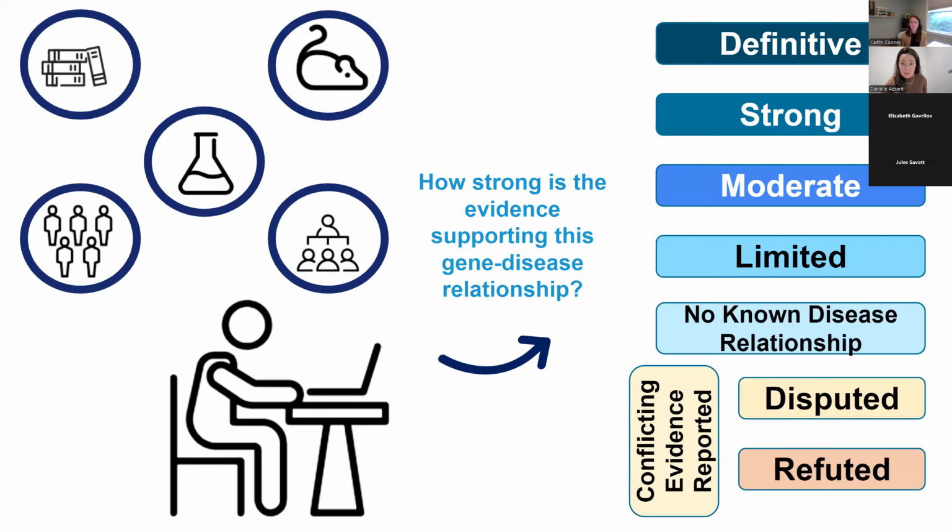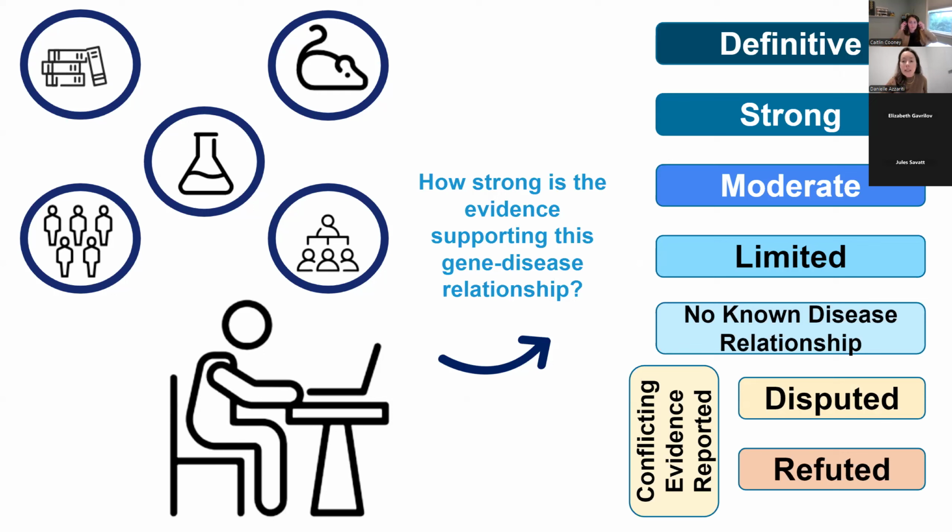Based on the available evidence, a classification is then assigned to describe the strength of evidence for the gene-disease relationship. And the classifications are displayed here on the right-hand side. If a gene's role in disease has been demonstrated in the research and clinical settings and upheld over time, that gene will likely reach definitive or strong. And from there, lesser evidence may be available supporting the gene-disease relationship. And in that case, a gene-disease relationship may only reach moderate, limited, or no known disease relationship.